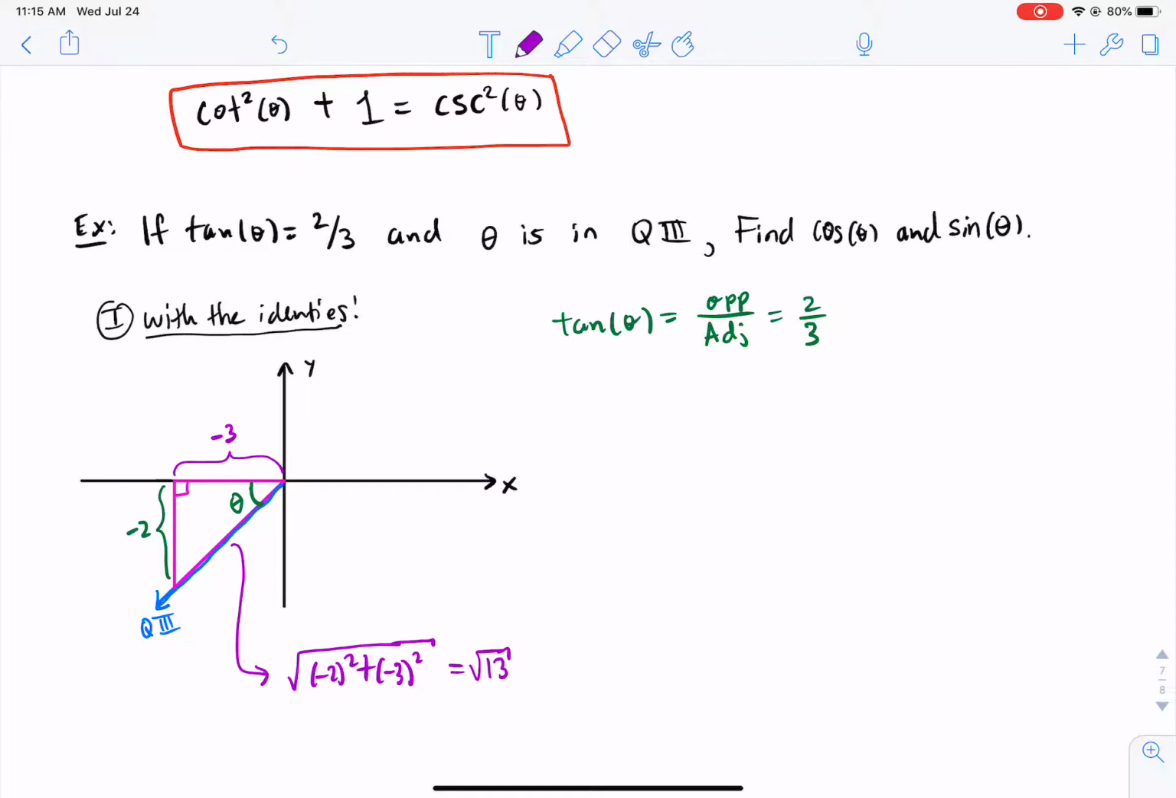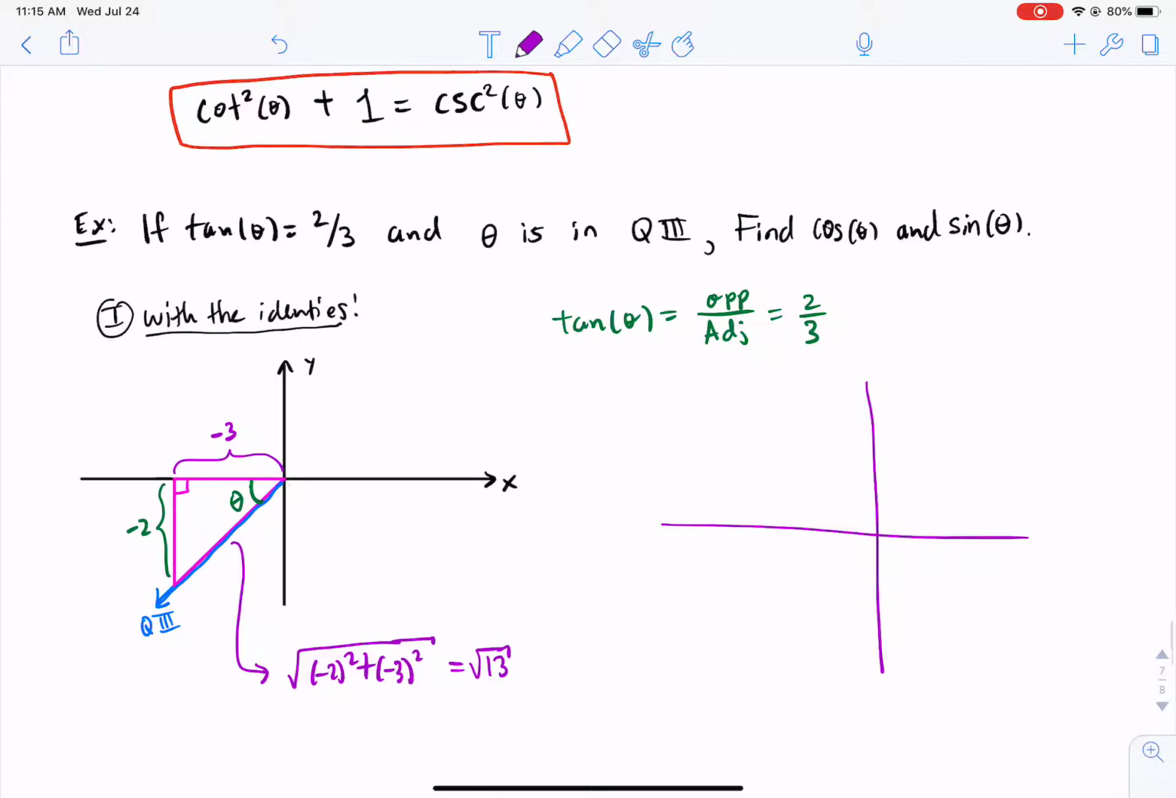It says tangent theta is 2/3, but why did you put -2 and then -3? Again, if I draw a point over here, any point, and I call this x, y, give me a point on the third quadrant. -3, -2. So let me put -3, -2. You agree with me that will be in the third quadrant?